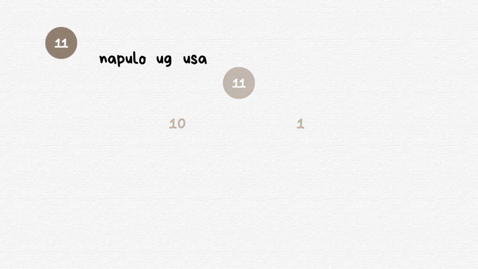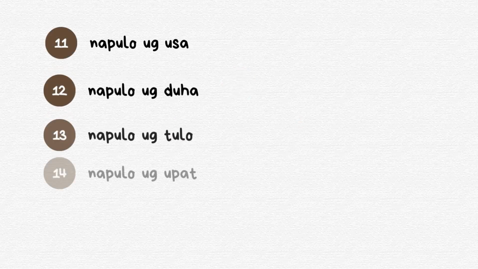So for 11, let's take 10, which is napulo, and 1, which is usa. So here, you just add og, which means and, then you'll get napulo og usa. Or in its contracted form, napulog usa. Basically, you can just do the same for the other numbers.